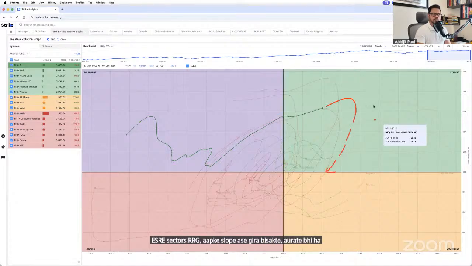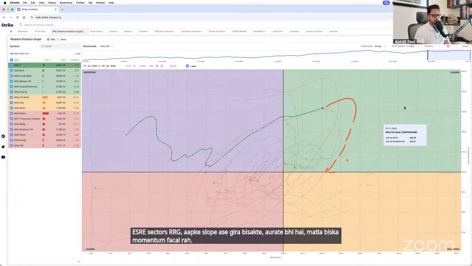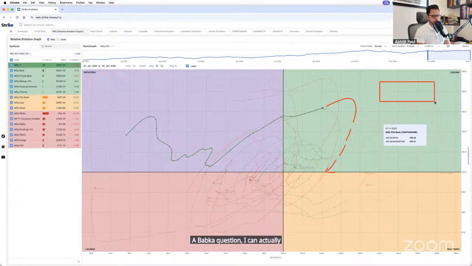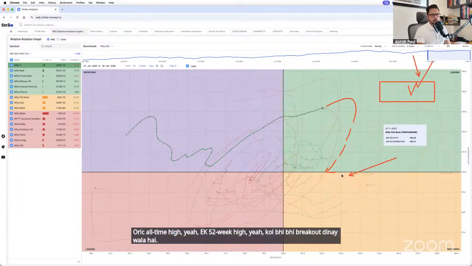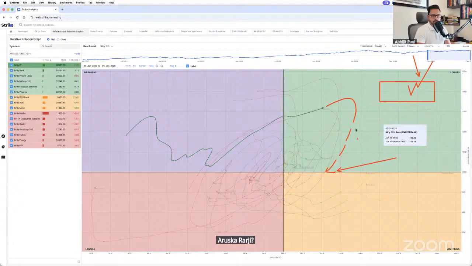अब ये सेम चीज़, ये सारे सेक्टर्स आरआरजी आपके स्लोप ऐसे गिरा भी सकते हैं और गिराते भी हैं, मतलब इसका मोमेंटम फिसल रहा है। अब आपका क्वेश्चन है कि मैं एक स्टॉक देख रहा हूँ, एक कंसोलिडेशन में है और एक ऑल टाइम हाई या एक 52 वीक हाई या कोई भी ब्रेकआउट देने वाला है, और उसका आरआरजी अगर मोमेंटम बिगाड़ रहा है, मतलब ऐसे स्लोप है, तो मैं क्या करूँ? हैव आई अंडरस्टूड योर क्वेश्चन करेक्ट?